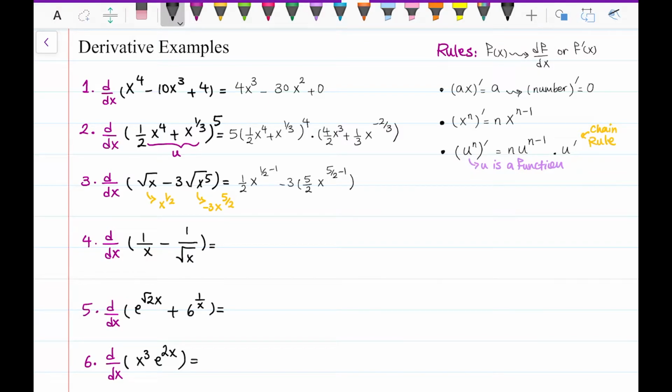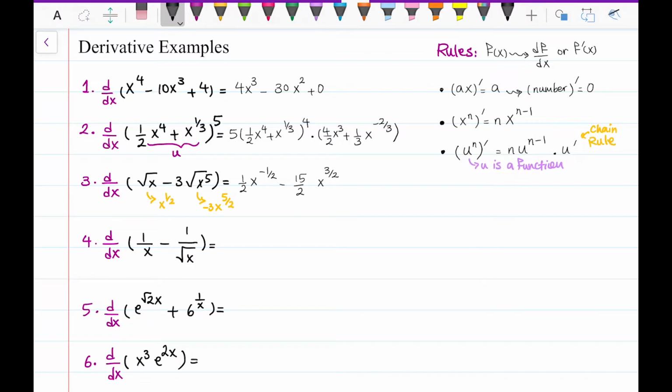So if I want to simplify that a little bit, 1/2 minus 1 is negative 1/2. And then negative 3 times 5 over 2 is negative 15 over 2. And then I have the exponent 5 over 2 minus 1. I can write this 1 as 2 over 2. So the exponent here would be 3 over 2.